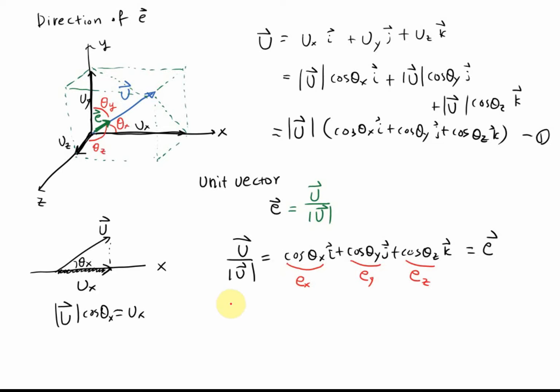And then we call these theta x, theta y, and theta z the direction cosines. These theta x, theta y, theta z actually determine the orientation of an arbitrary vector in space. That's why this is called the direction cosine. And the unit vector of any arbitrary vector can be represented by the direction cosines.